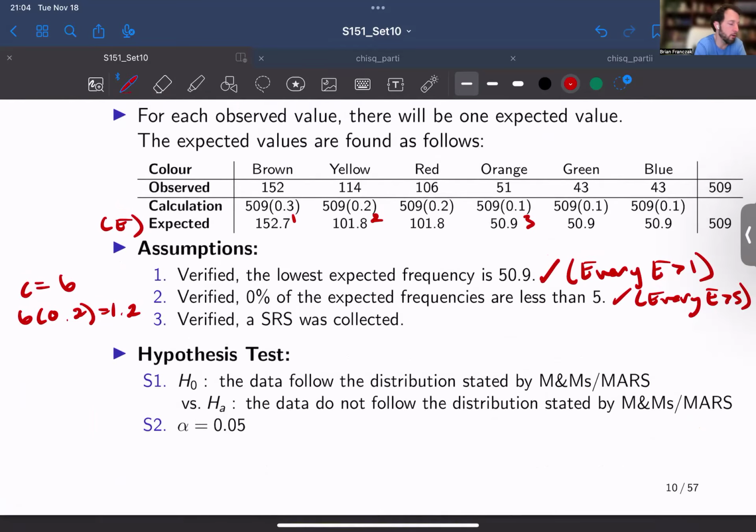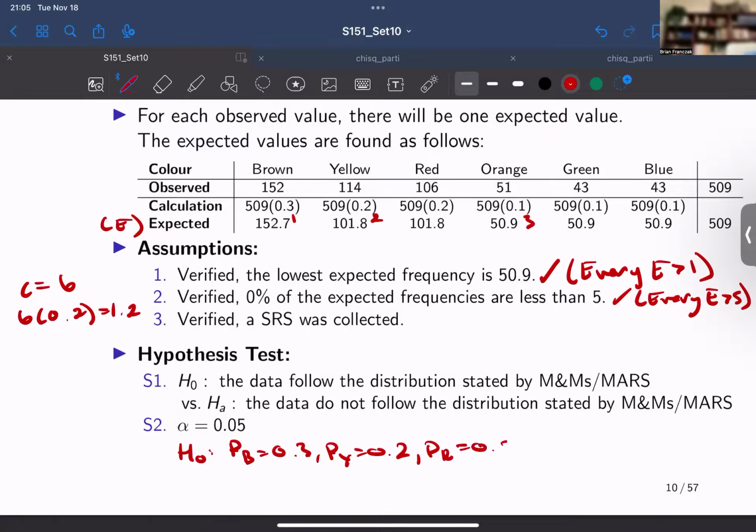Okay, so you can also think of the null for this kind of test as being basically just that the stated probability distribution will actually hold. So the null hypothesis is that the probability of getting a brown M&M is 0.3. The probability of getting yellow and red M&Ms is 0.2. The probability of getting orange, green, and blue M&Ms are all 0.1. So our null hypothesis, again, is just that these probabilities hold.